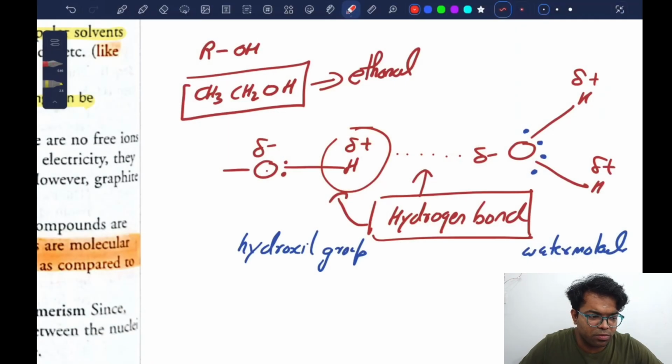So the octet rule says what? If an atom is able to attain the magical electronic configuration of 8 in its outermost shell, then it will become stable. So if any molecule is unable to do so, then it will never be stable. But that is not the case in nature. We see that there are a lot of atoms who have what? Once again, Drupad, just once again. Incomplete octet of the central atom.